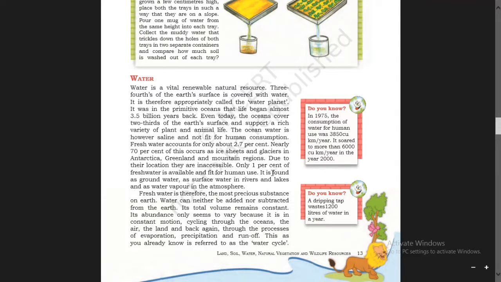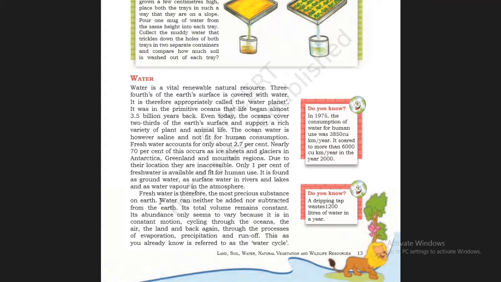It is found as groundwater, as surface water in rivers and lakes, and as water vapor in the atmosphere. Fresh water is therefore the most precious substance on earth, and that is why, boys, fresh water is the most precious substance on earth.